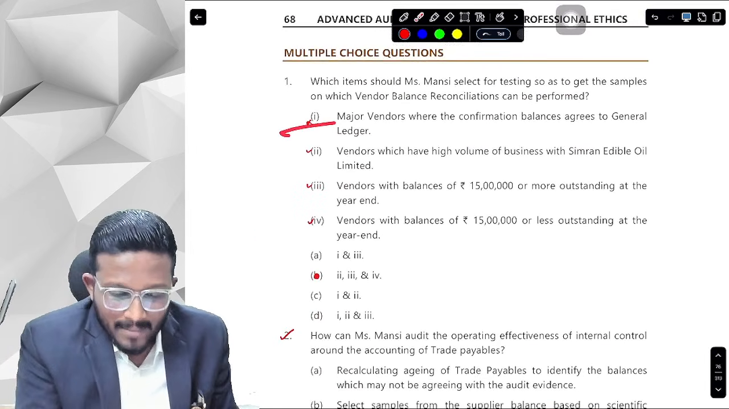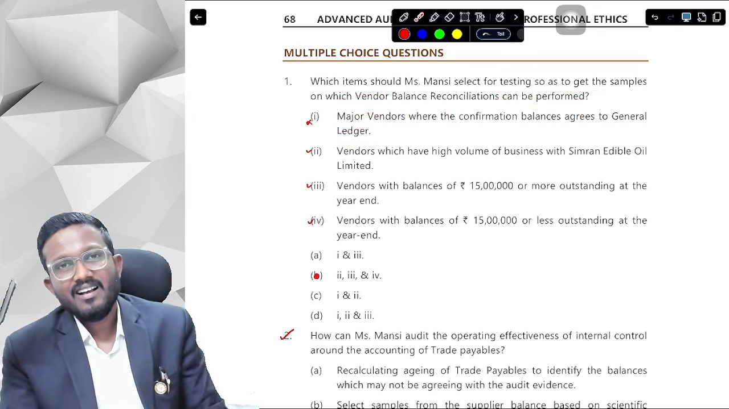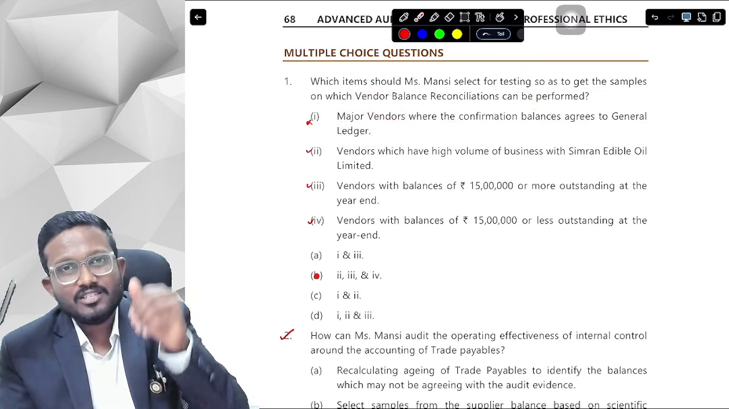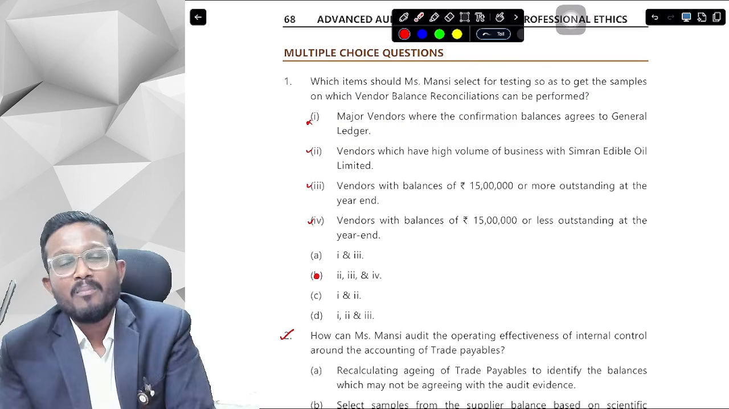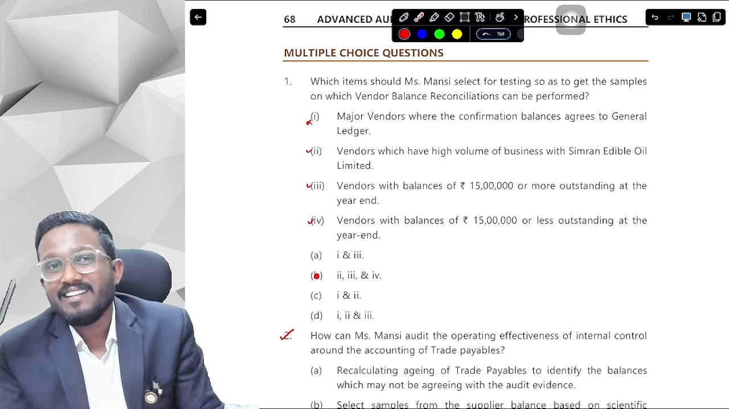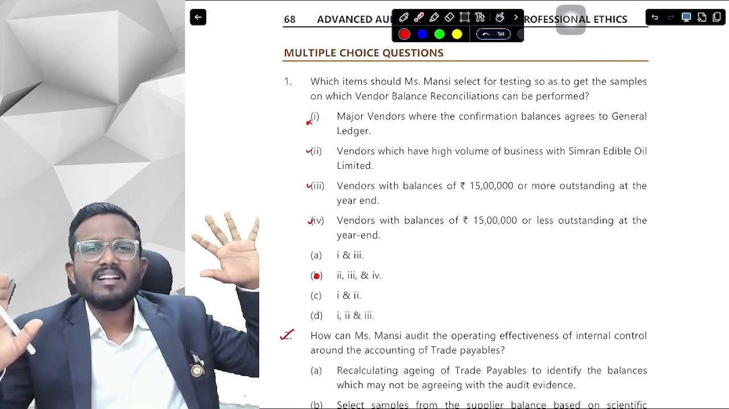First is major vendors where confirmation balances agree with the general ledger. If the confirmation balance is agreeing with the general ledger, what reconciliation will we perform? We will not be able to perform any reconciliation, so this we cannot select. Apart from this, all the other vendor balances we can select.